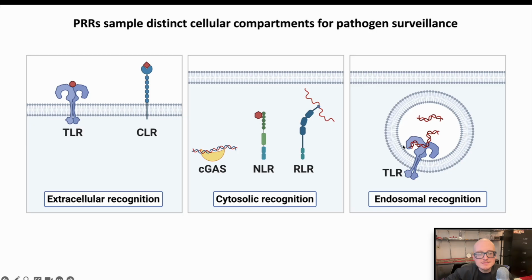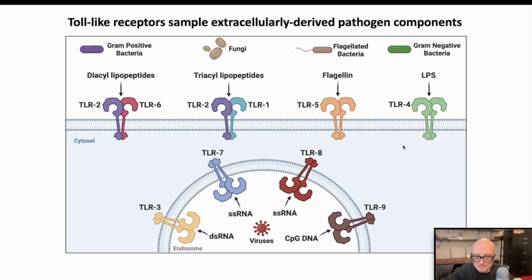So having said the broad point that there are different pattern recognition receptors for different compartments, let's go through these families of PRRs one by one and look at some of their unique functions and their overall place within this mechanism of innate immunity. We can start with toll-like receptors, or TLRs, and this is probably the most well-described family of pattern recognition receptors. And you can see that there are many of them, and they are restricted or specialized for two major sites in the cell.